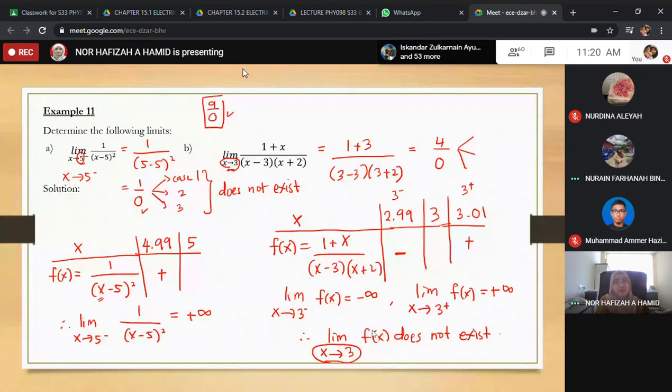Madam. Ya. Jadi kalau nak buat table tu, number tu ikut suka lah kan kita nak pilih. Betul. Ikut suka asalkan dia tengoklah kalau yang 3 minus mesti less than 3. So you boleh choose any number yang less than 3. Kalau 3 plus, you choose yang greater than 3. Any number. Okay, thank you madam. Okay.